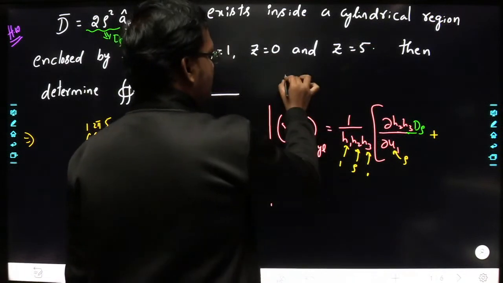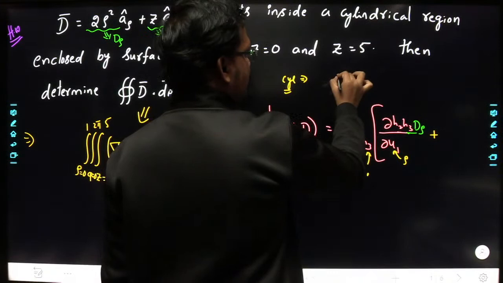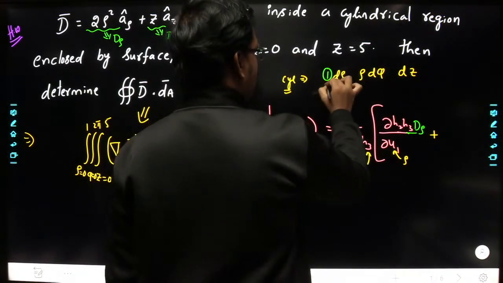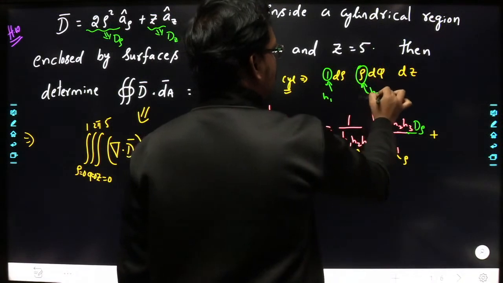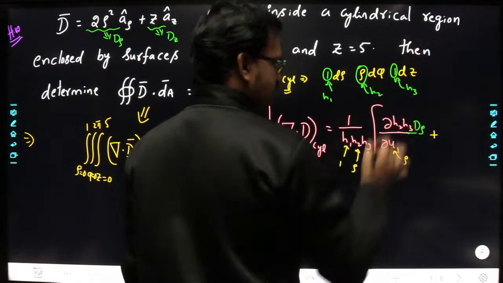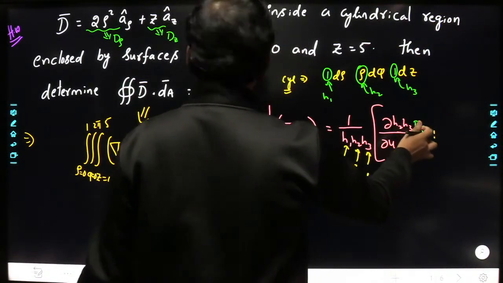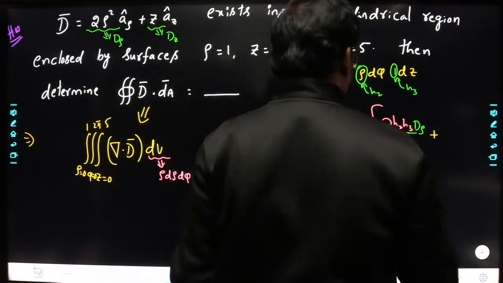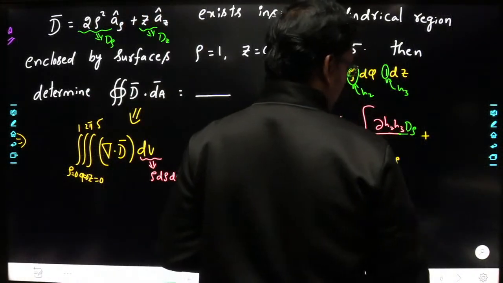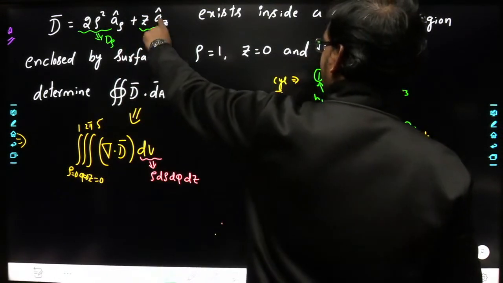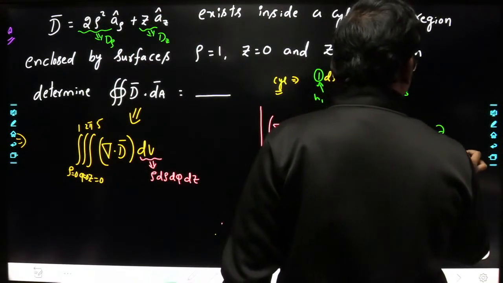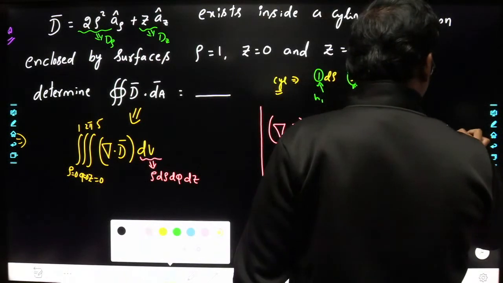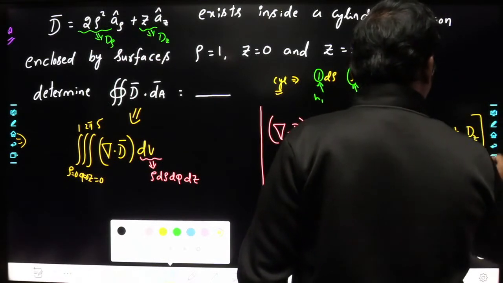Always write the differential lengths in cylindrical coordinate system: d rho, d phi, dz. The coefficient of d rho is h1, the coefficient of d phi is h2, and the coefficient of dz is h3. That's it. Here D rho is 2 rho square a rho cap. This is the rho term. Next, you are not having any phi component, so there is no need to write dou by dou u2. Next you are having the z component, so you can write dou by dou u3, where u3 is z. So here you have to write h1 h2 into Dz. This is enough.